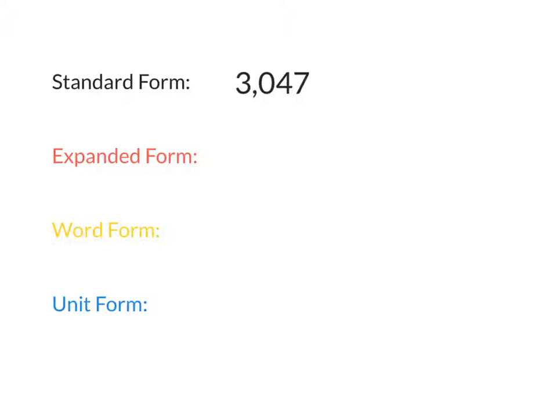If the standard form is 3,047, we know expanded form means we have to look at each digit, starting with the biggest one, and think about the value. What's the value of that 3? Shobit? 3,000 because it's in the thousands place. Is there anything of value in the hundreds place? No. So the next one is the 4. What's the value of that 4? Tatiana? The value of the 4 is 40 because it's in the tens place. Very good. And of course the value of the 7 is 7 because it's in the ones place. That's one way to write expanded form.